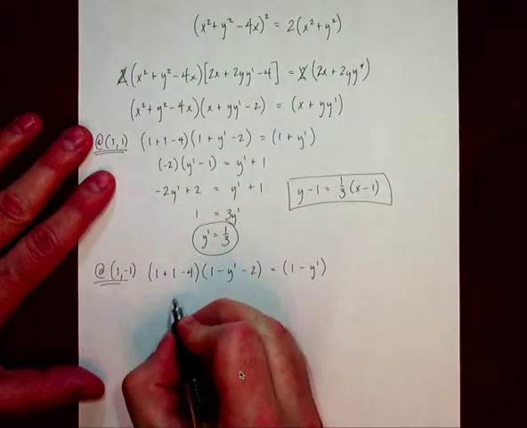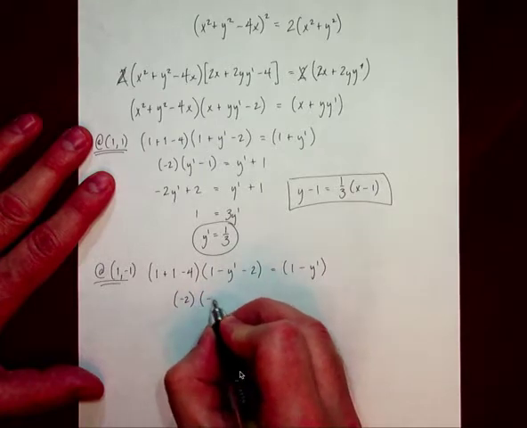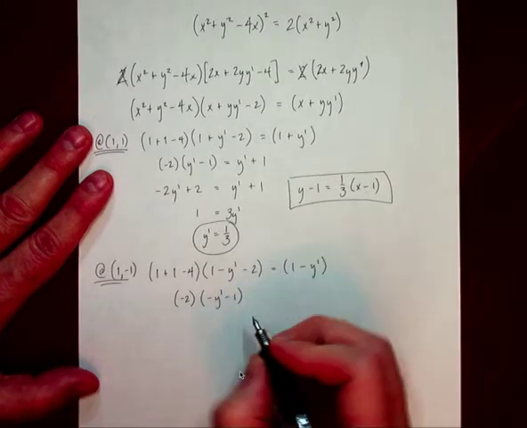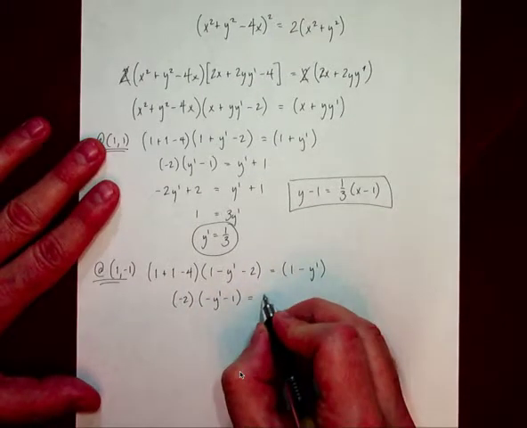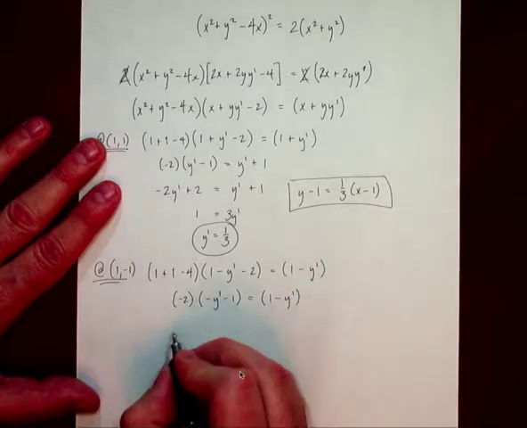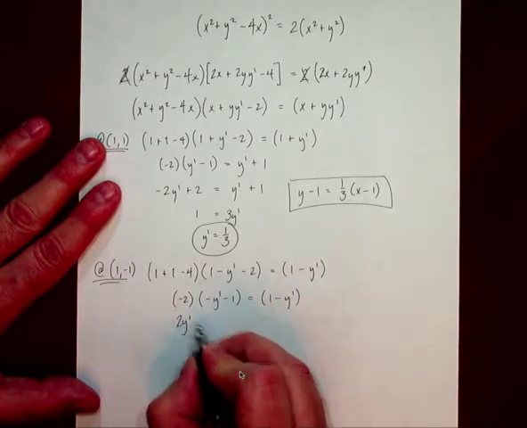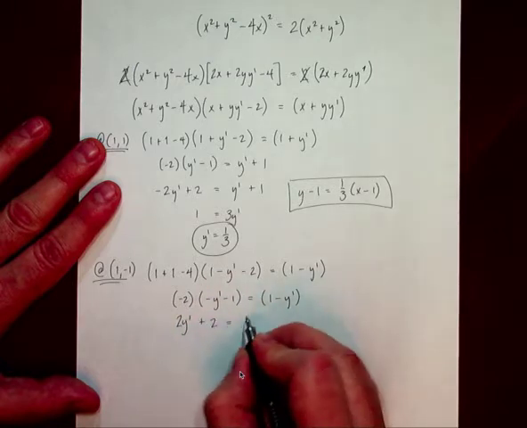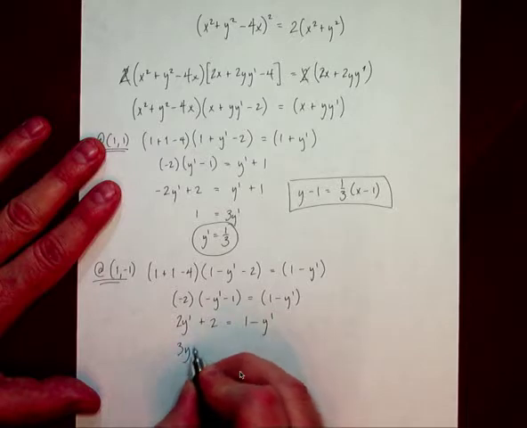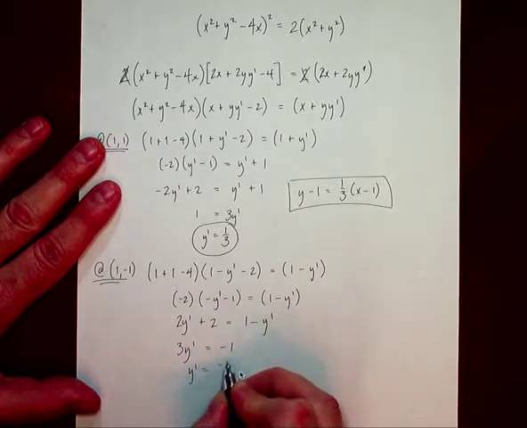Now this again becomes negative 2. This becomes negative y prime minus 1. And this over here is still 1 minus y prime. So when I distribute the negative 2, I get 2y prime plus 2 is equal to 1 minus y prime. We get 3y prime is equal to negative 1, or y prime is equal to negative 1/3.